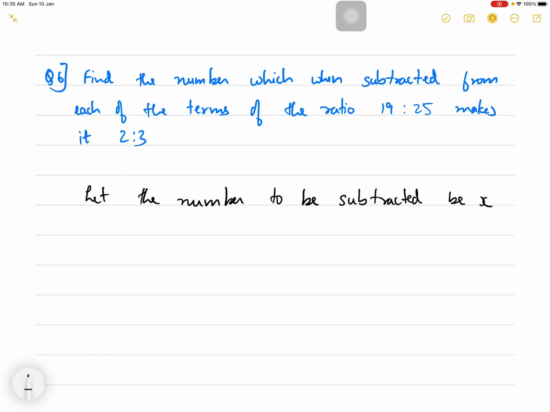So the ratio is 19:25, right? And x is subtracted from both the terms and it becomes 2:3. That means 19/25, when subtracted by one term, makes it 2:3. Right? So let's cross multiply. So 3 into 19 minus x is equal to 2 into 25 minus x.